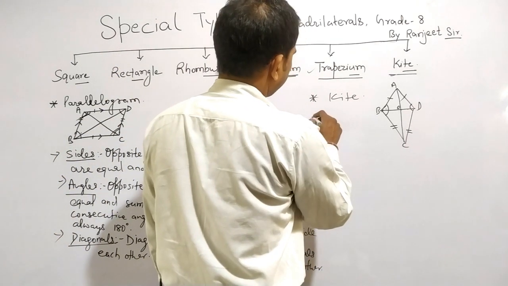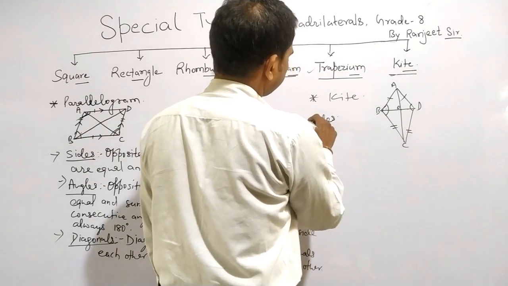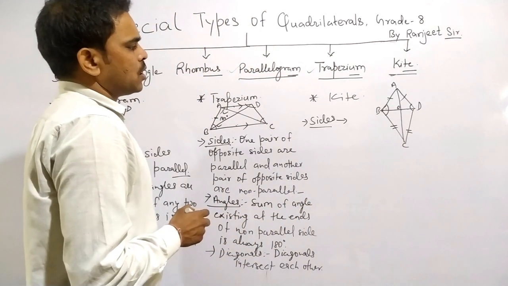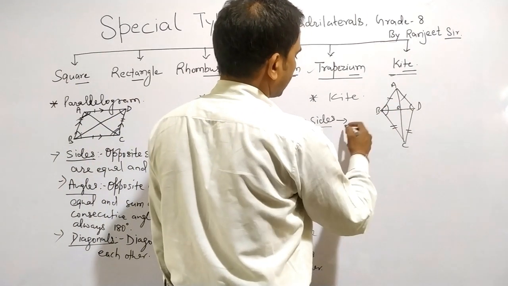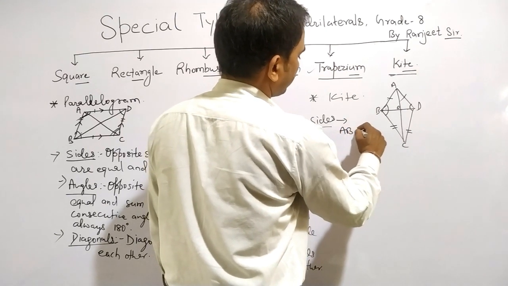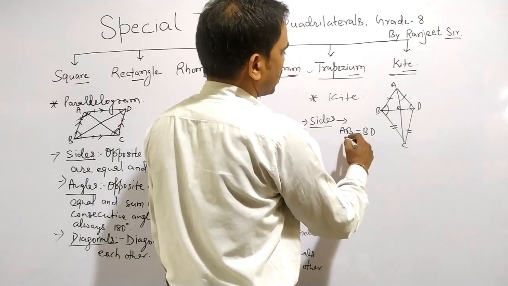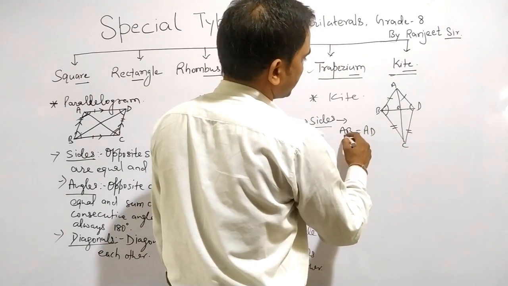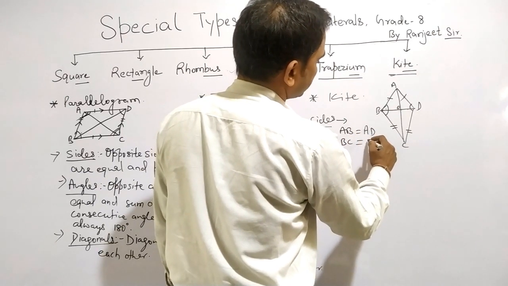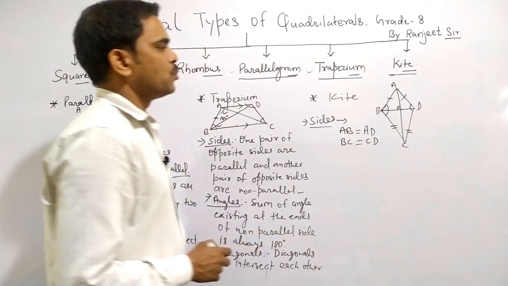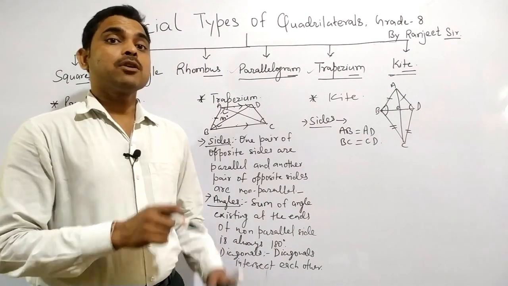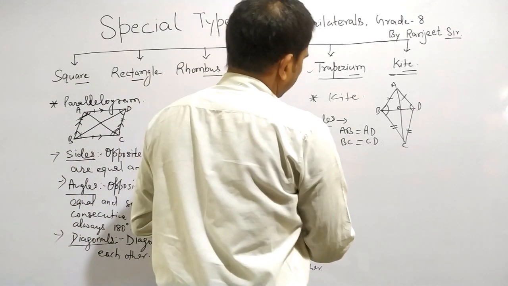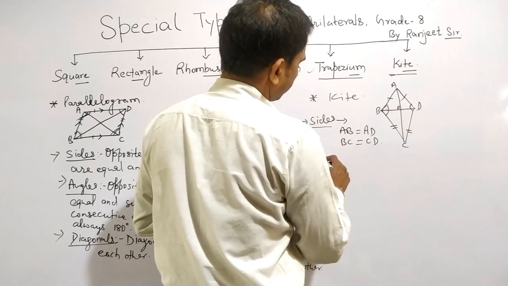Okay, so first of all I write about the sides only. For the sides, I can directly write here according to this diagram. AB will be equal to AD, sorry, and in that way BC will be equal to CD. You can write it, one pair of consecutive sides are equal to each other. Okay. Next one about the angles.